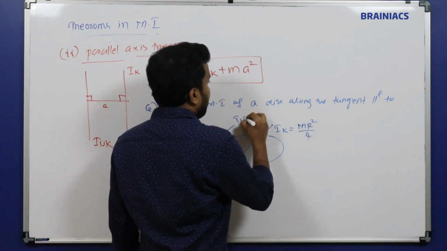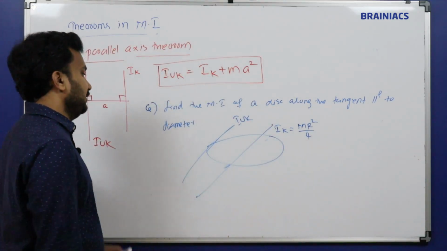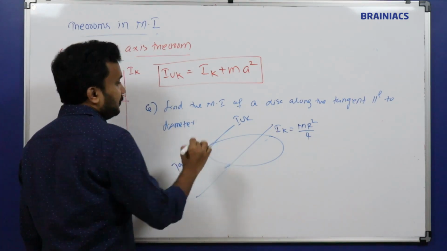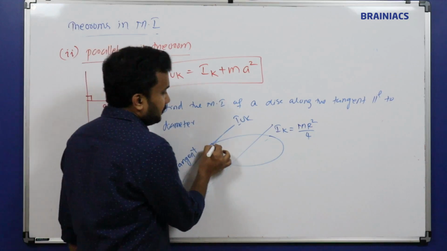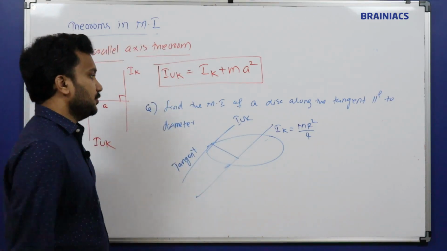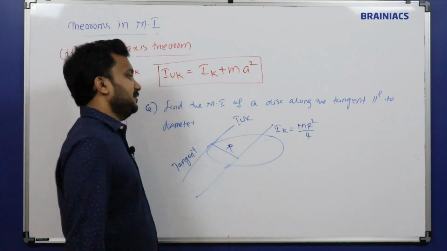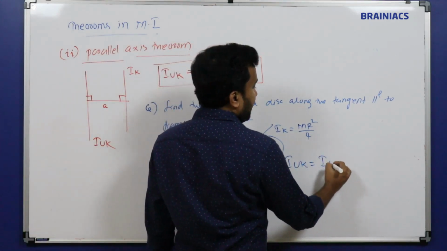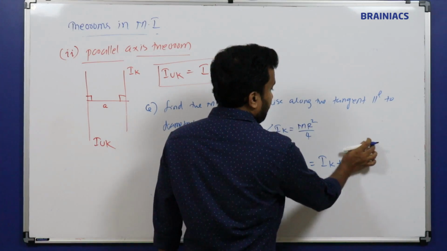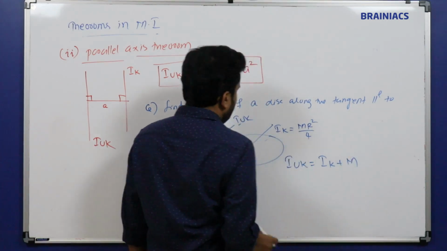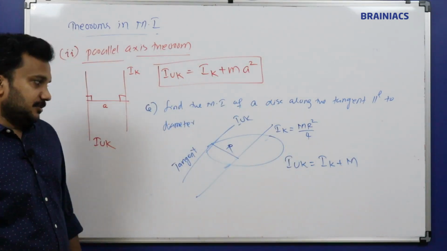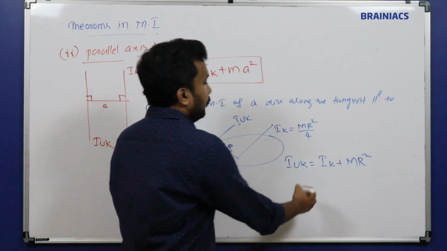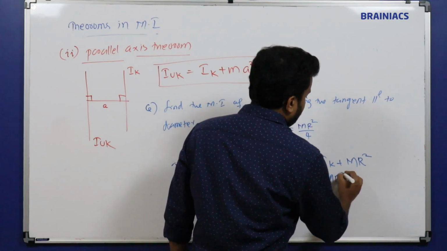And this is an unknown axis, and this is a tangent. We want to find this moment of inertia value. What is the distance between the two axes? The distance to the center is always the radius. So I of unknown axis is equal to I of known axis plus mass into the square of the perpendicular distance. Perpendicular distance is what? R. So mr square.